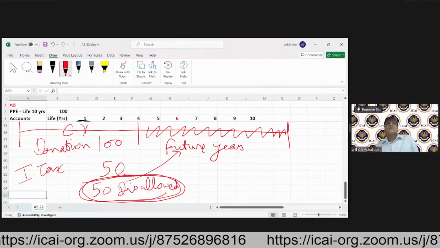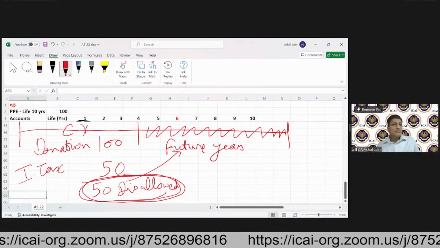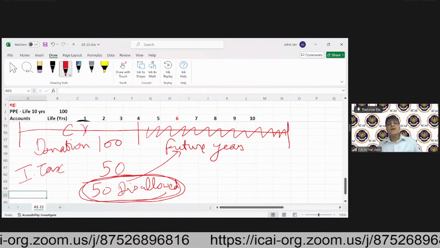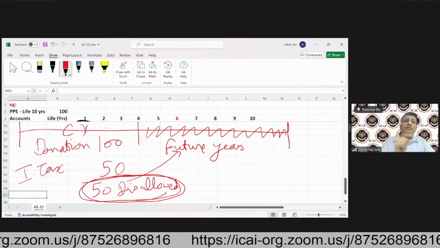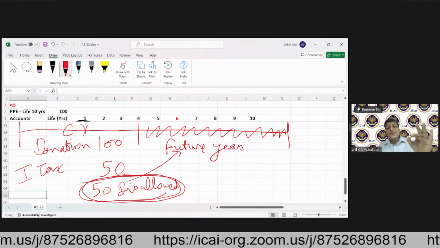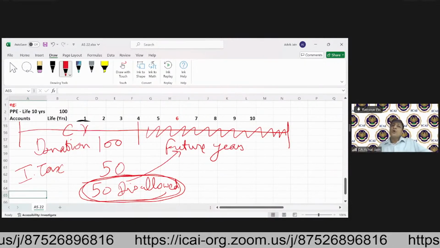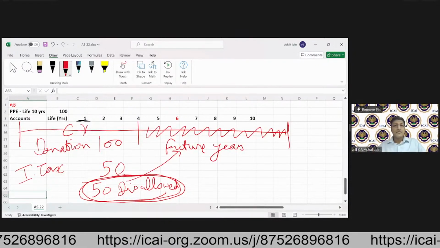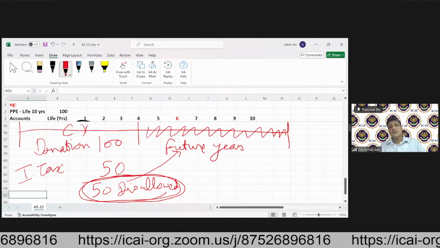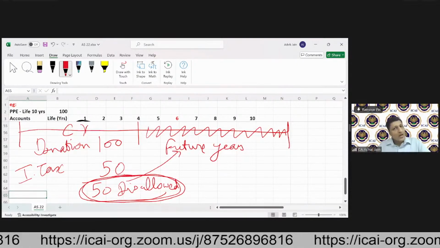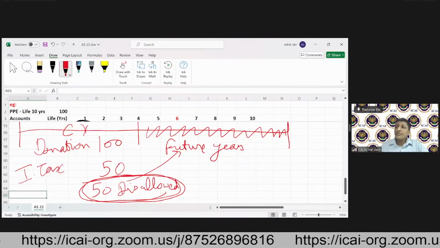If you look at the provisions of the income tax, this will never be allowed. So this will become a permanent difference. Permanent difference means a difference which originates in a particular period but will never reverse in the future years. That's why you call it a permanent difference. Understood? Clear?